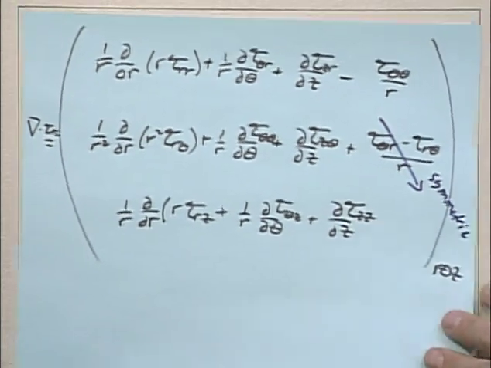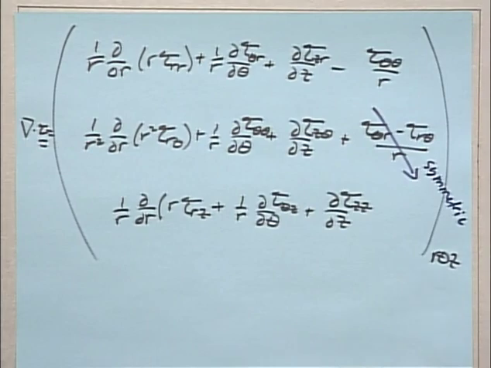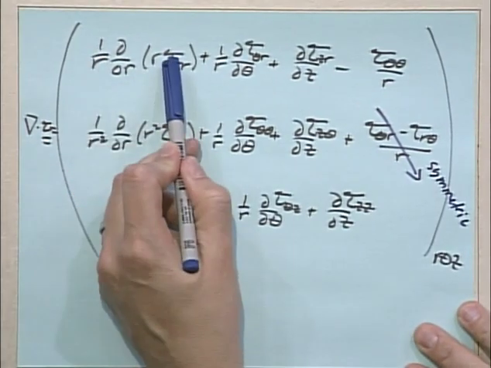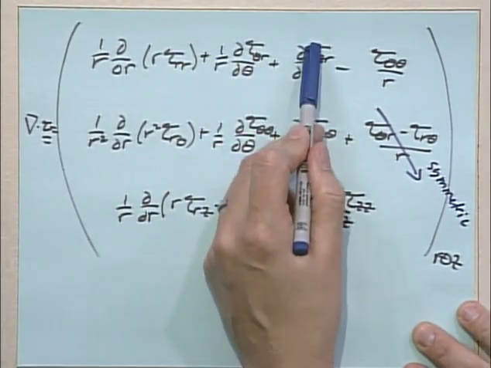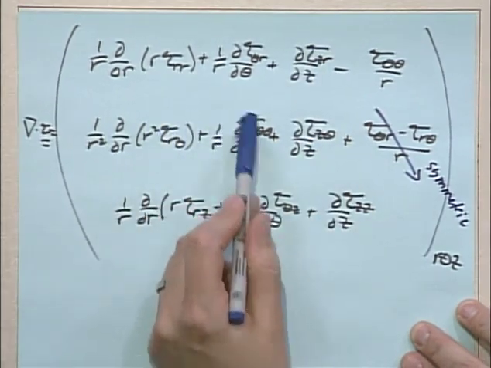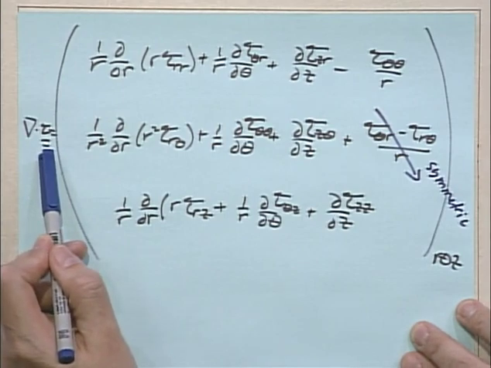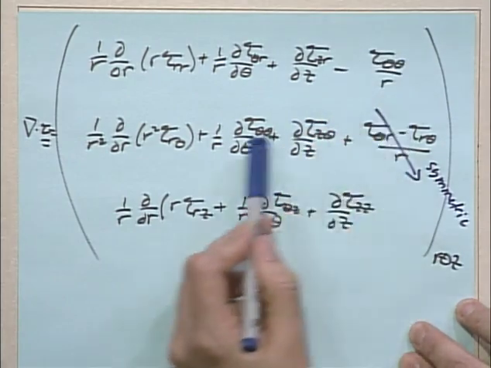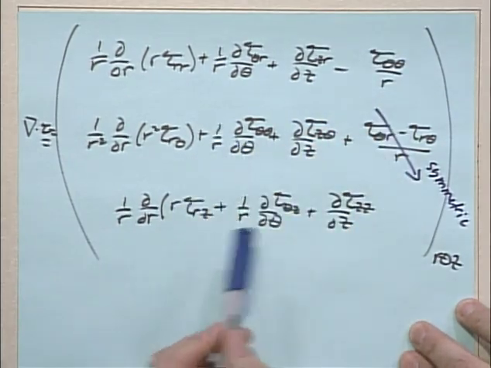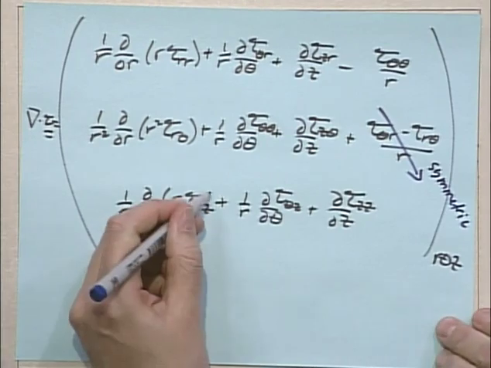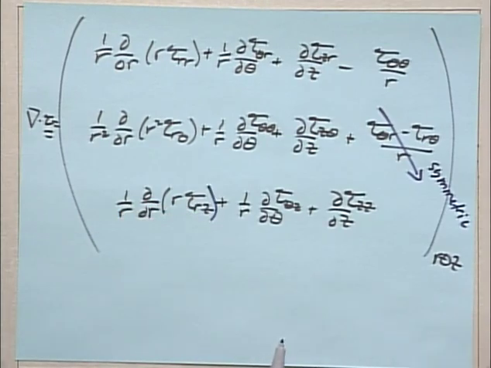Oh, let me also point out that the structure of this is d by dr of something plus d by d theta of something plus d by dz of something. D by dr, d by d theta, d by dz. So this is the structure of del dot tau also when we did it in Einstein notation. But there are these extra terms, these crazy extra terms that are because of the different coordinate system. So that's why we absolutely have to use the handout to get here.